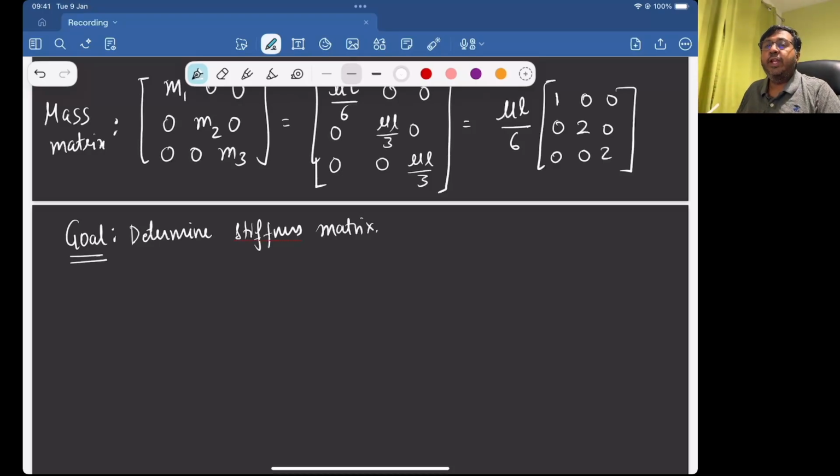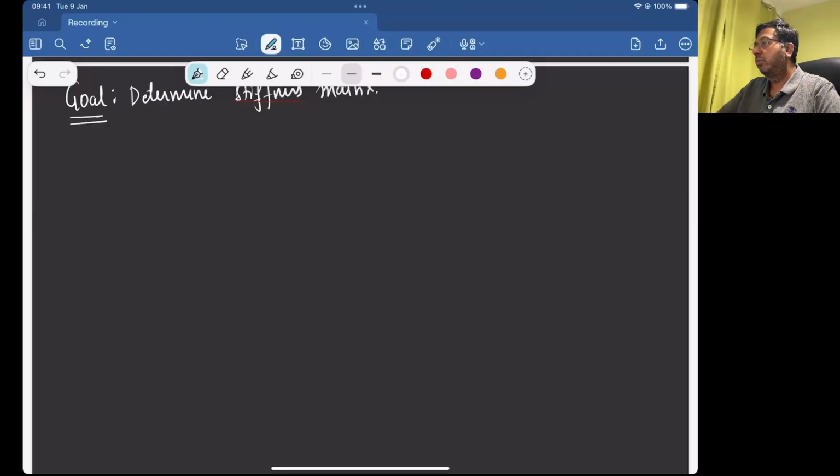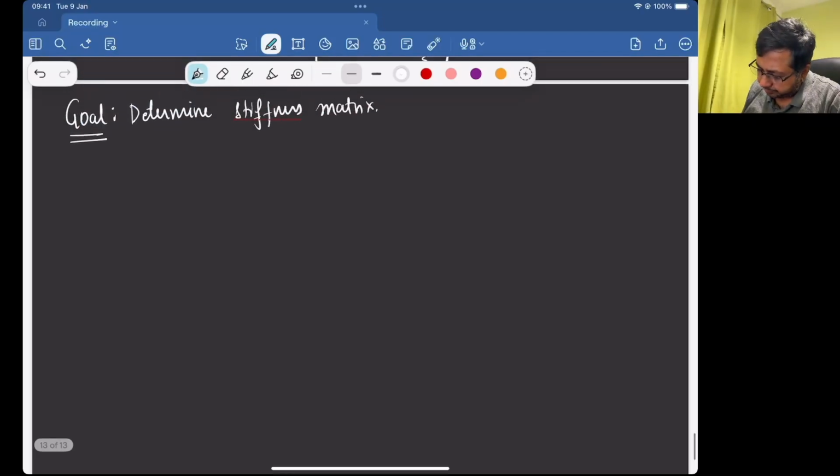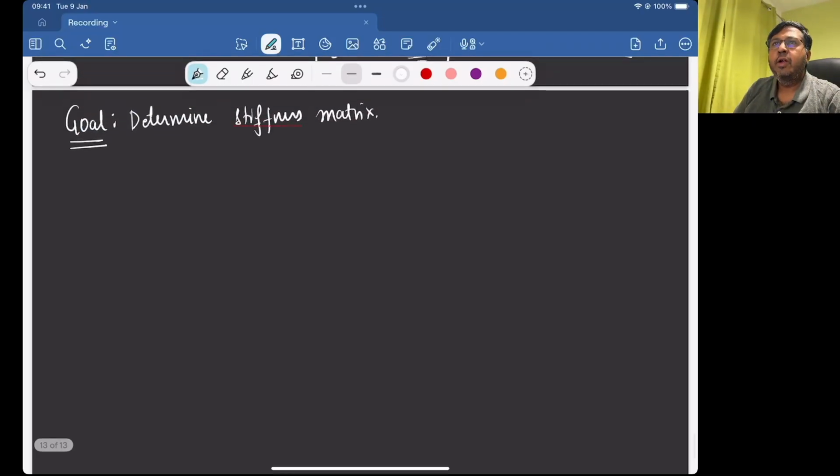Then we can use any solution technique that we have, for example four lines of MATLAB code, in order to solve this equation of motion. As I said earlier, our focus is all about how we get to the equation of motion given any complex system. This equation of motion is a matrix equation, and there are lots of methods for solving it. So far we have used the Newton method and the Lagrange method to determine our stiffness.